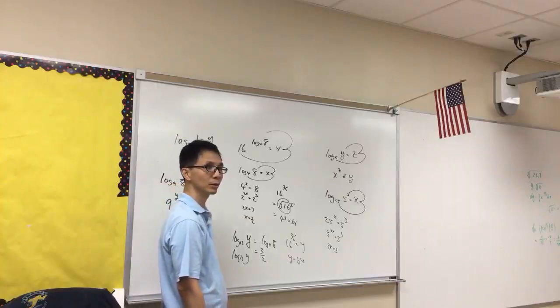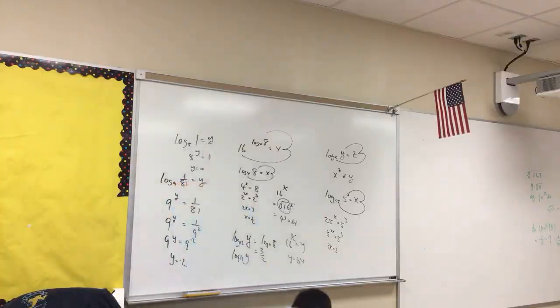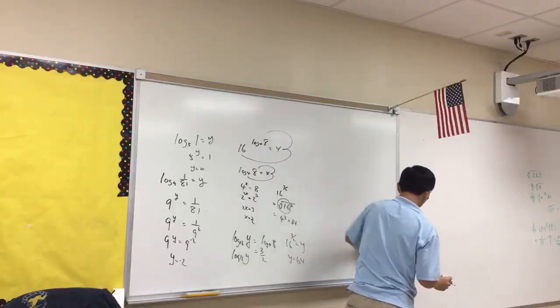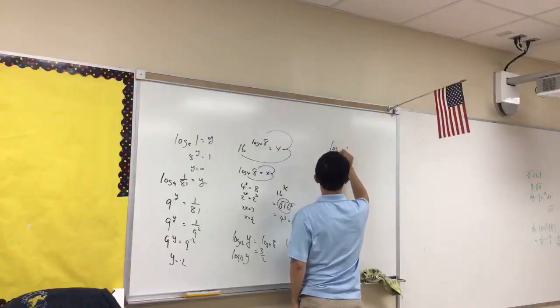What about this one? Log base b of b to the 3. Oh, that's a good one. I like that one. That one's only worth one point, but you can do it with just the exponential form. Log base b of b to the 3.